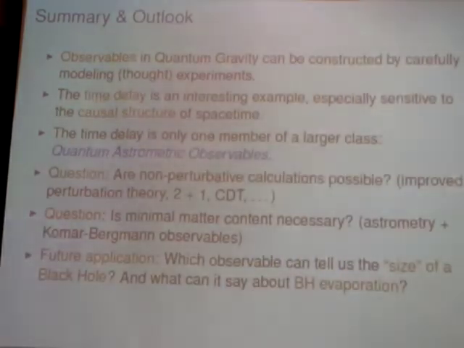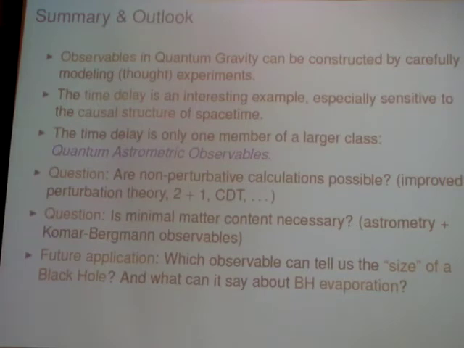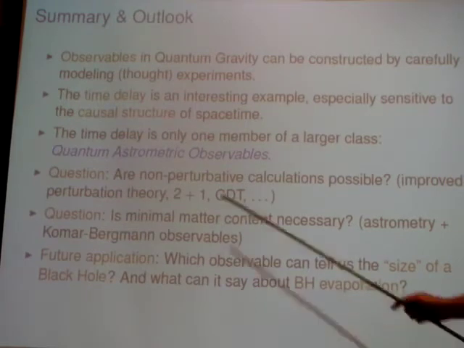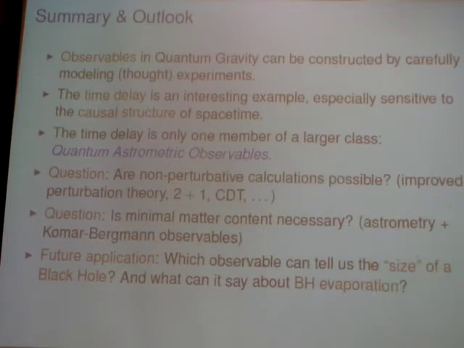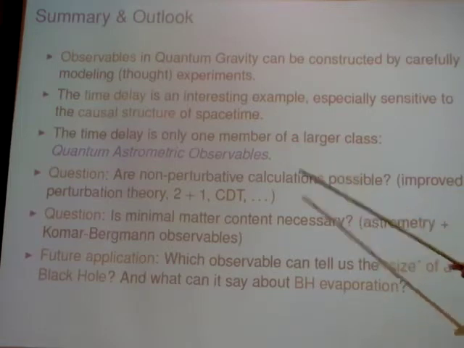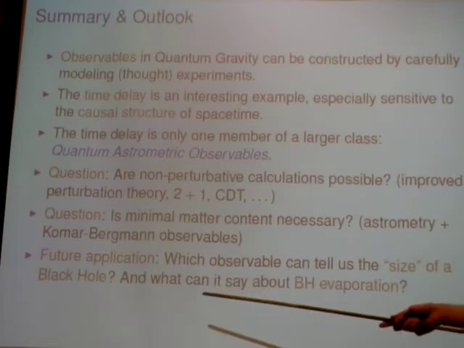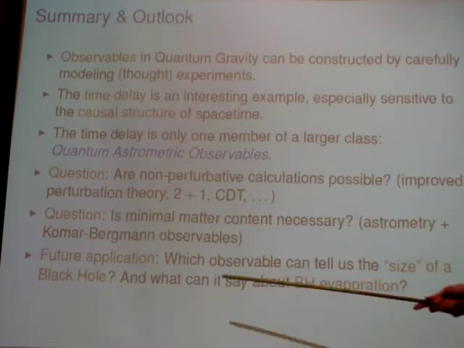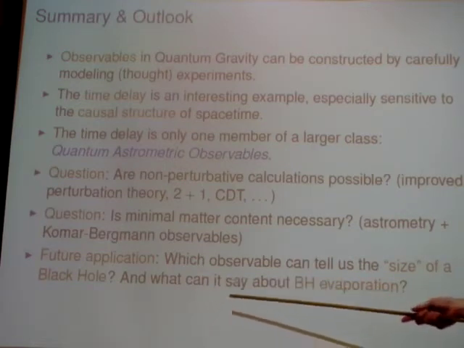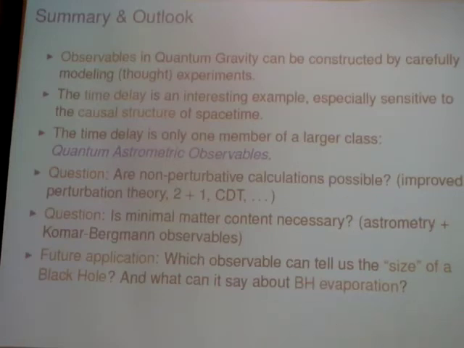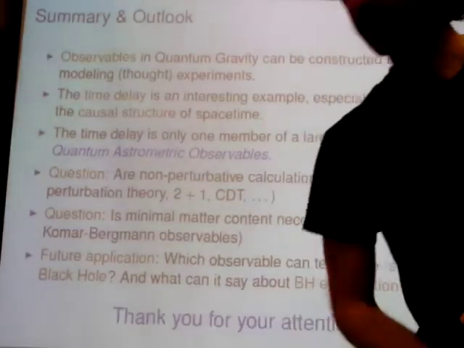Another question that's interesting for me is to generalize, to come up with an example of something like a quantum astrometric observable that will tell us something about not just Minkowski space, but also another geometry like cosmology or a black hole. So for example, could there be an observable of this kind that tells us something about the size of a black hole? And knowing that, would it be able to tell us something about how the black hole evaporates in a dynamical way? So that's something I would like to think about in the future. So with that, I'd like to thank you for your attention.